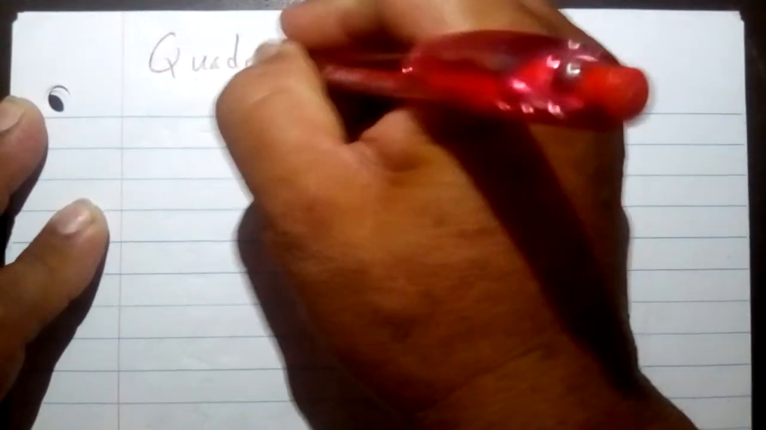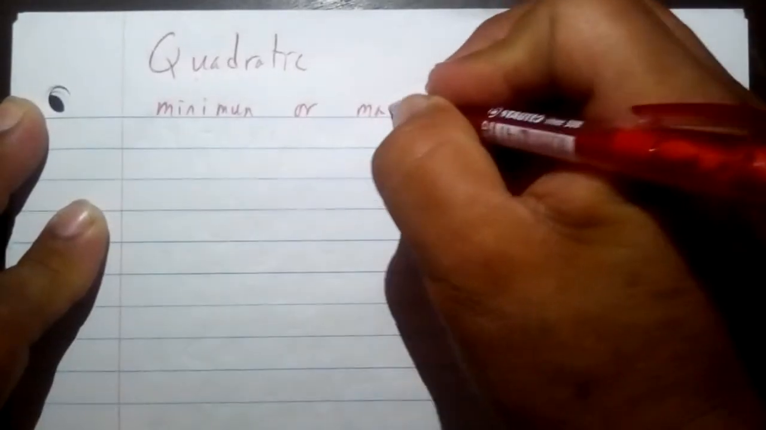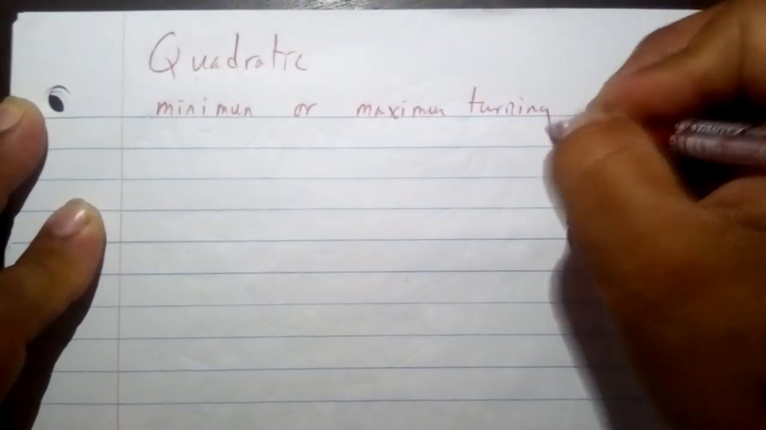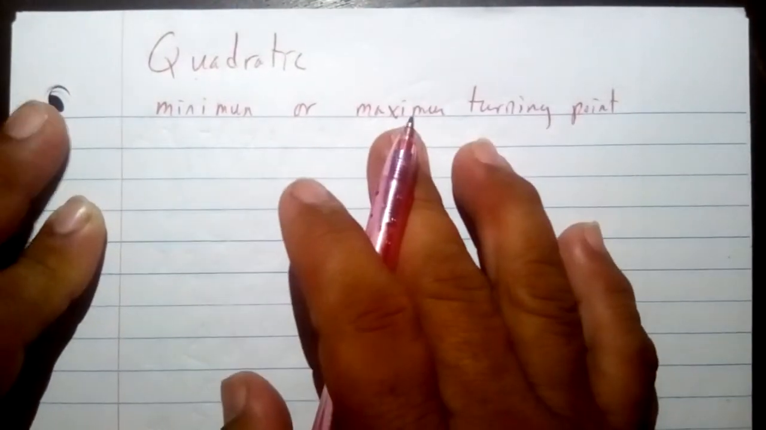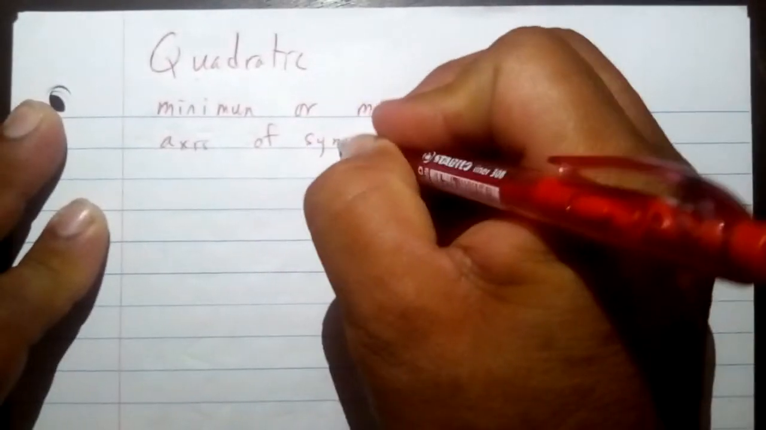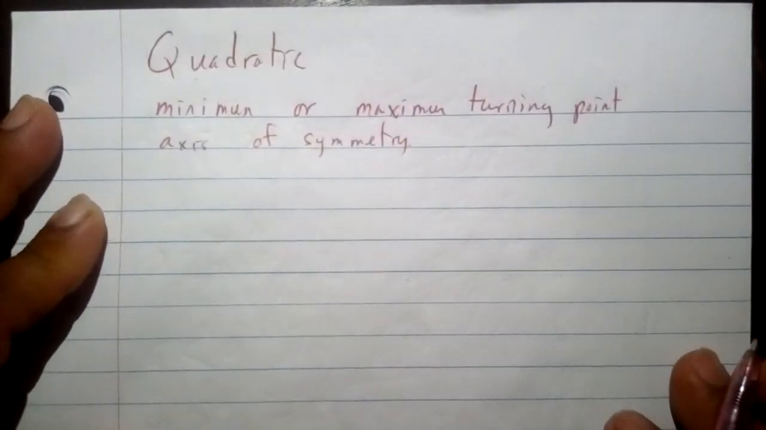Okay, class, there's a question that was brought up a while ago on how to solve it. So what we are working with here are quadratics. First of all, we'll be looking for the minimum or maximum turning points, or determine if it's a maximum or minimum. Next thing, axis of symmetry. Okay, so we'll determine that too. And so we solve it.